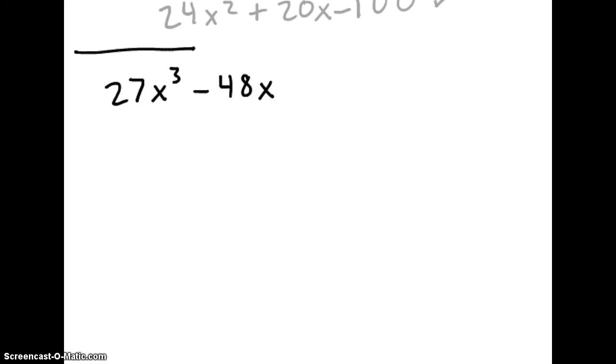Now this looks a little different from what we've been doing because of a couple reasons. One, I've got this x right here. But I noticed that I can factor stuff out. So the first step before I do anything else is I'm going to factor stuff out. My GCF is 3x. So if I factor out my GCF, I get 3x times the quantity 9x squared minus 16. Alright, that looks a little bit cleaner.